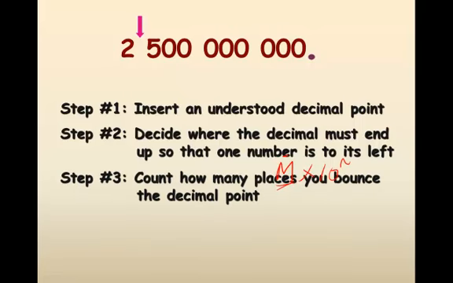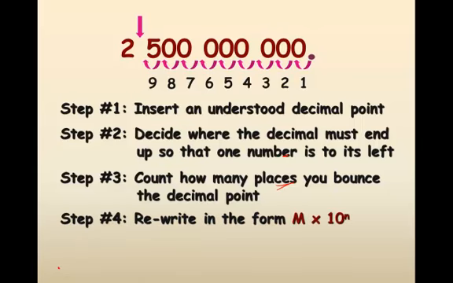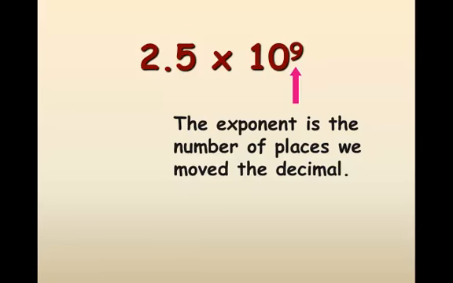Now we want to count our places. Erase this so you don't have to look at it. Count how many places you bounce the decimal point. 1, 2, 3, 4, 5, 6, 7, 8, 9. And then we want to rewrite it in the form of m times 10 to the nth. So we get 2.5 times 10 to the 9th because we bounced our decimal 9 places.